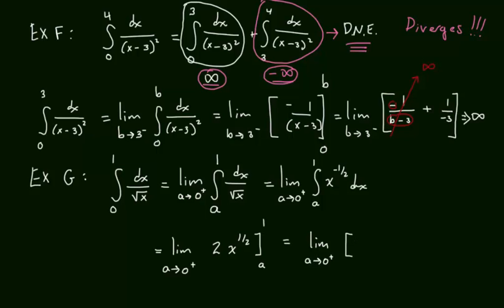Plug in the 1, I get 2. Minus, plug in the a, I get 2a to the 1/2. This here will go to 0, so the entire thing will go to 2. Yeehaw! We say that the integral, which is actually the limit, is going or converging to 2. Converges. So you have to say it like that. Converges. Sort of important to emphasize.